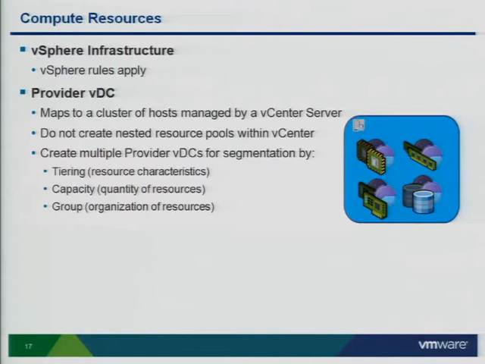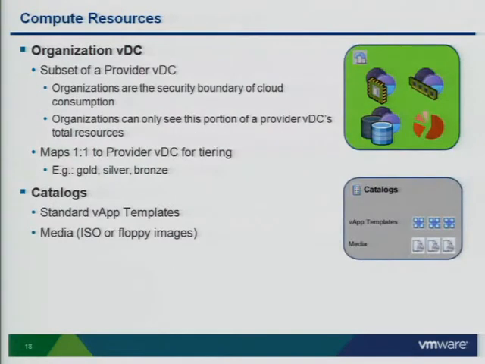We also look at creating multiple provider VDCs for segmentation in three different categories. There may be other categories you might want to consider, but these are the ones that we see with the customers and service providers we've been working with. You can do segmentation based on tiering, so resource characteristics, capacity, quantity of resources, as well as groups. You saw that in the way that we broke down the enterprise cloud, where we had different departments to segment the provider VDCs. The organization VDC is a subset of a provider VDC.